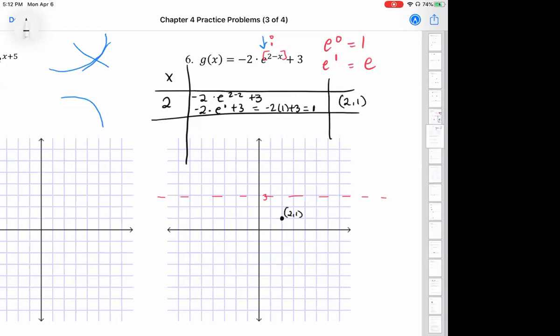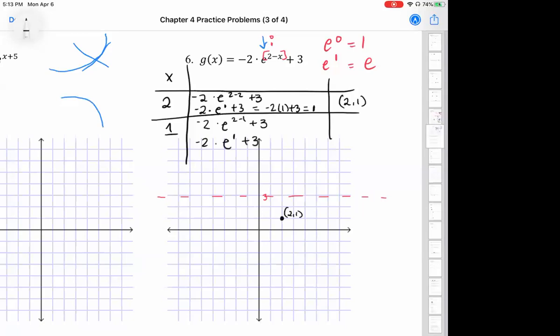All right, now let's make that exponent 1. To get 1, I would want to make it 2 minus 1, because I'll make my exponent 1. So let's make x be 1. So I have -2 times e raised to the 2 minus 1, because x is 1, plus 3. So I'm left with -2 times e to the first power plus 3.